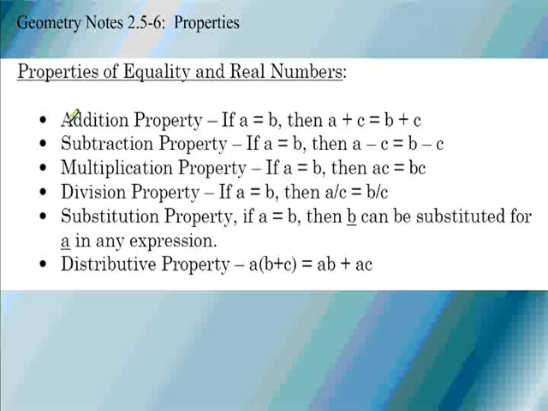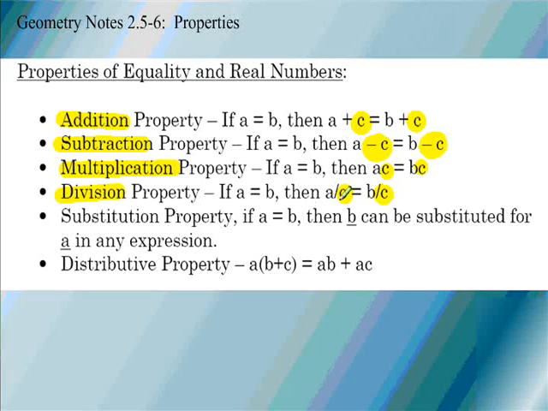But just to quickly remind you, we have an addition property, which says if I add the same thing to both sides of an equality, then it stays balanced. We have a subtraction property, which says that if I subtract the same thing from both sides of an equation, then it stays balanced. We have a multiplication property, which says if I multiply both sides of an equality by the same thing, then it's still equal. And we have a division property that says that if we divide both sides of an equality by the same thing, then it's still equal.